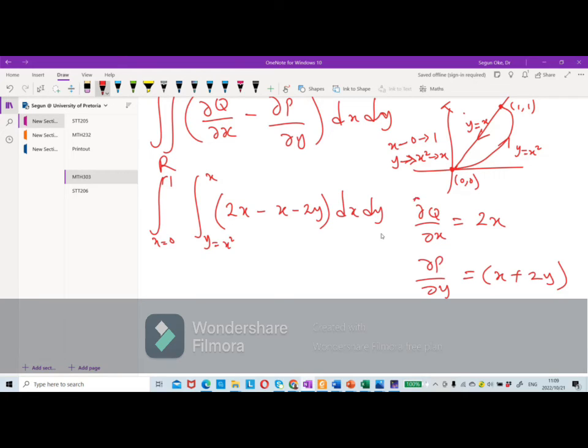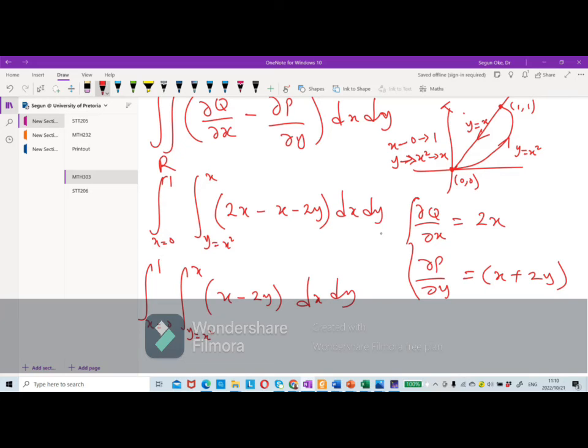You have to be careful in the bracket. You understand that it's a bracket. Minus this, I can have x from 0 to 1 and y equals x squared to x, which is what? This minus this, you have x minus 2y, dy dx. So which one might I integrate first?